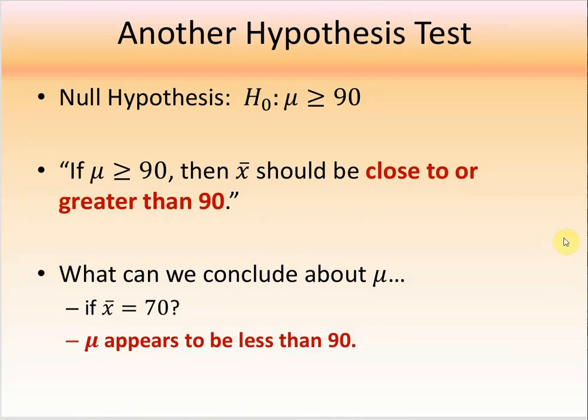However, if you end up with an x bar that's a lot smaller, like if x bar is 70, that's a lot smaller than 90, and that's where you can say, okay, it looks like the idea that mu is greater than or equal to 90 is probably wrong. So here you get the nice strong statement. With an x bar like that, it looks like the hypothesis we started off with, the null hypothesis of mu being greater than or equal to 90, is wrong, and if x bar is that low, mu is probably less than 90.